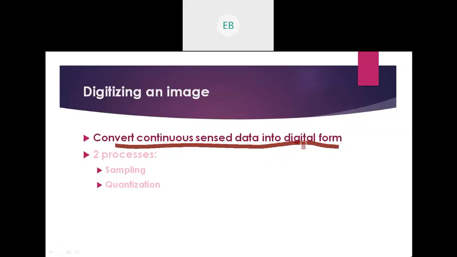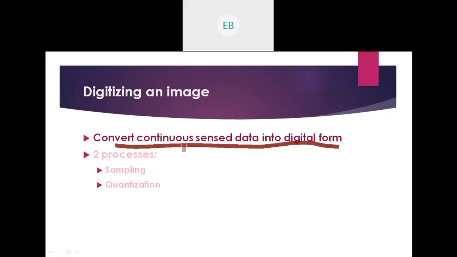Now, what is a digital image? Do you remember? A digital image consists of pixels, taken by a digital device. So you remember what a digital image is, and now you know what digitizing an image is.